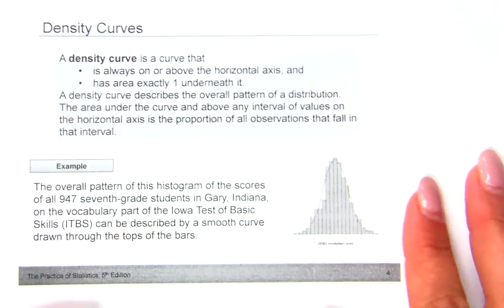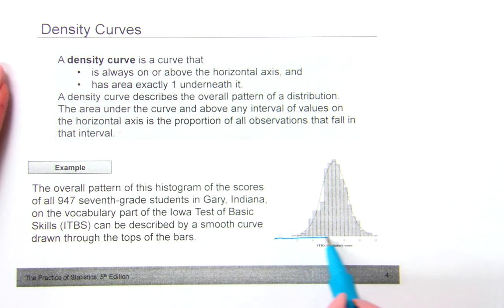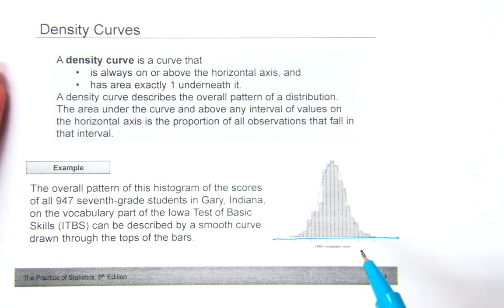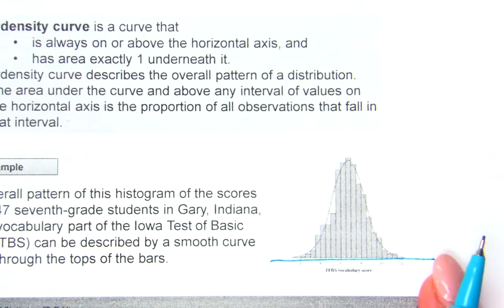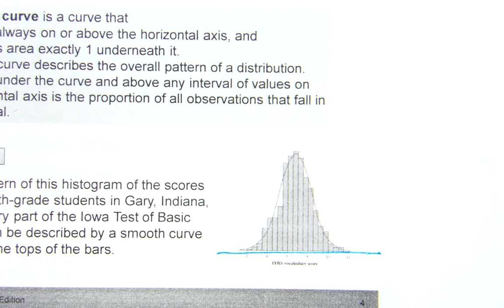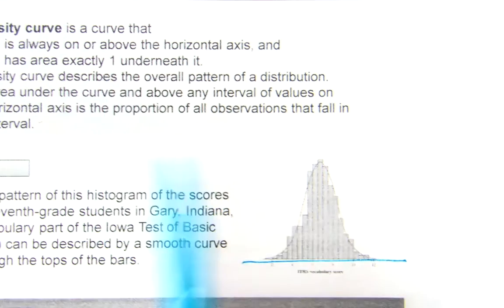A density curve is always on or above the horizontal axis. So this is your horizontal axis down here. It's always going to be above the horizontal axis, and the area under the curve is going to be exactly equal to 1. I know this looks really weird. You're like, how in the world is this equal to 1? You have to remember that we're actually doing proportions or percentages. Usually when you have proportions or percentages, when you add them all up together, they should always equal 100% of your data. In this case, 100% of your data basically just means that your area under the curve is exactly equal to 1.